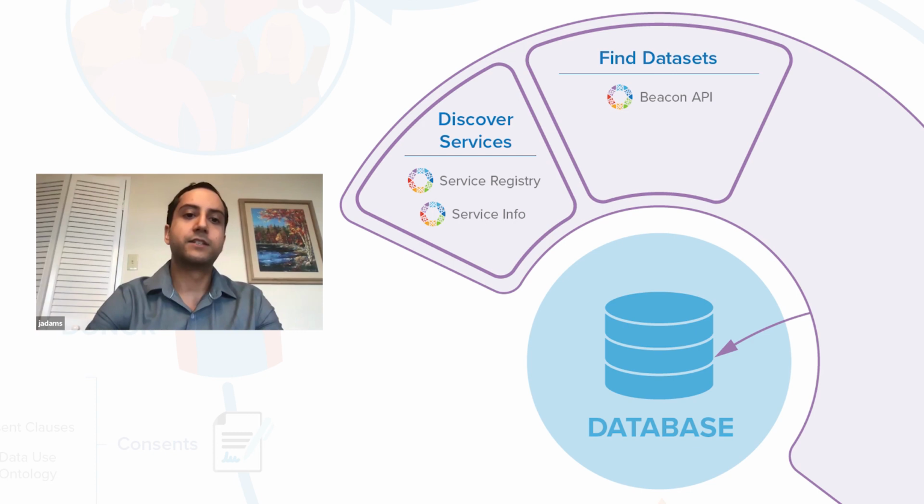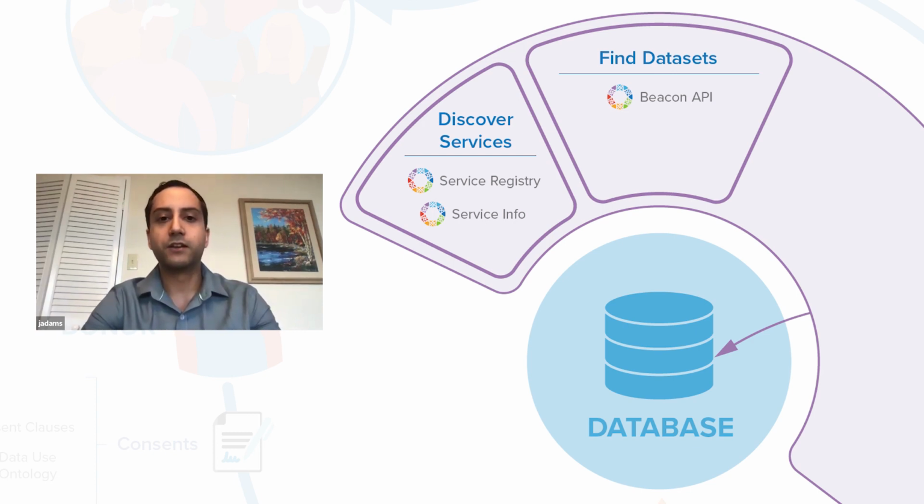Beacon API is a GA4GH API specification, which allows investigators to ask questions about the presence or absence of a variant allele at a genomic locus. Queries take the form of, does this dataset contain this variant at this location? And the response is a simple yes or no.